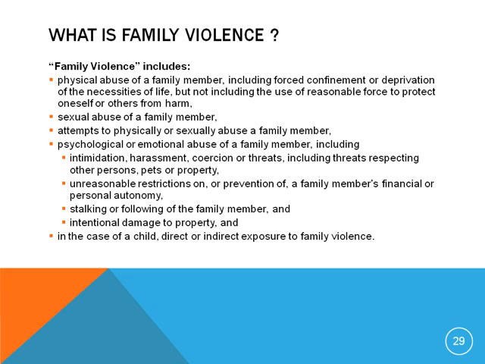This includes harassment, unreasonable restrictions on financial or personal autonomy, stalking or following, damage to property. This next one I think is incredibly powerful. It's that in the case of a child, direct or indirect exposure to family violence. So a child who witnesses their parent being abused is considered to have suffered from family violence, or even if it's indirect exposure to family violence, seeing sort of the aftermath of family violence, can be considered family violence that this child has suffered.